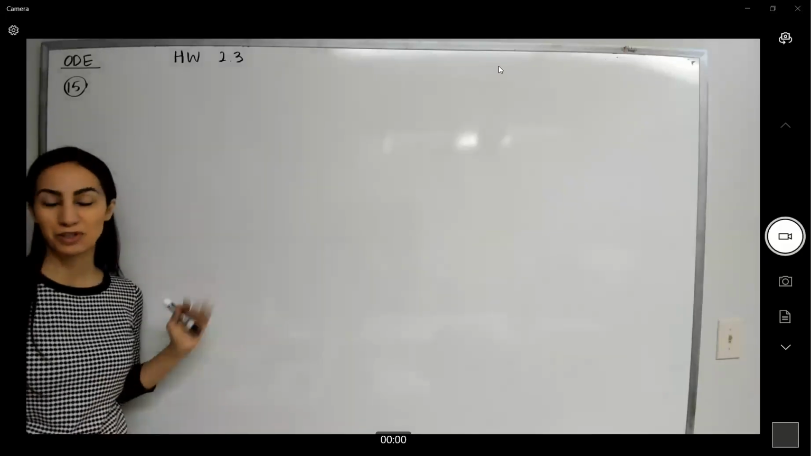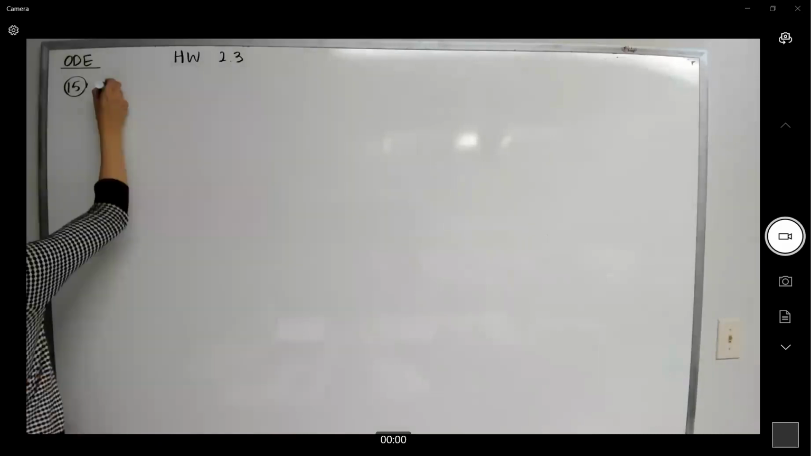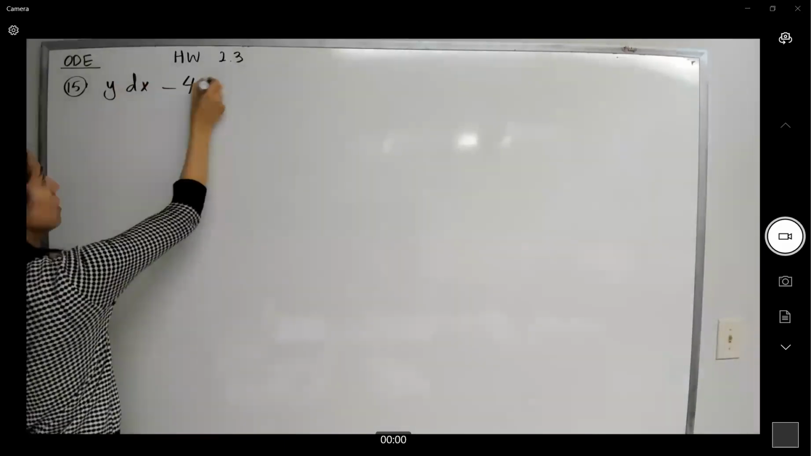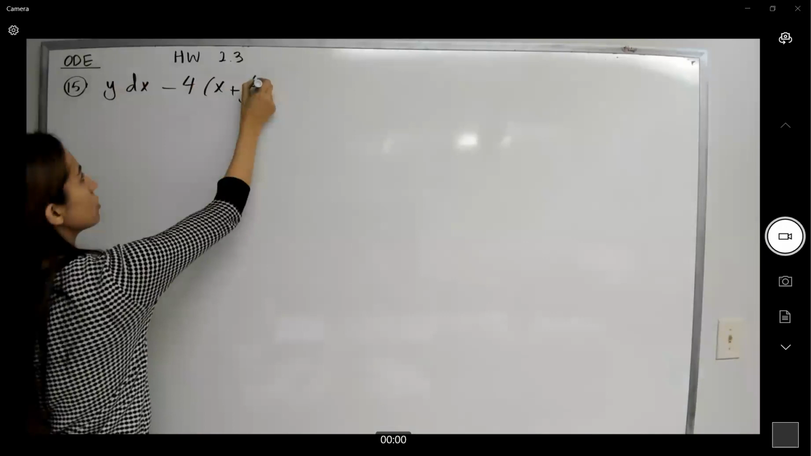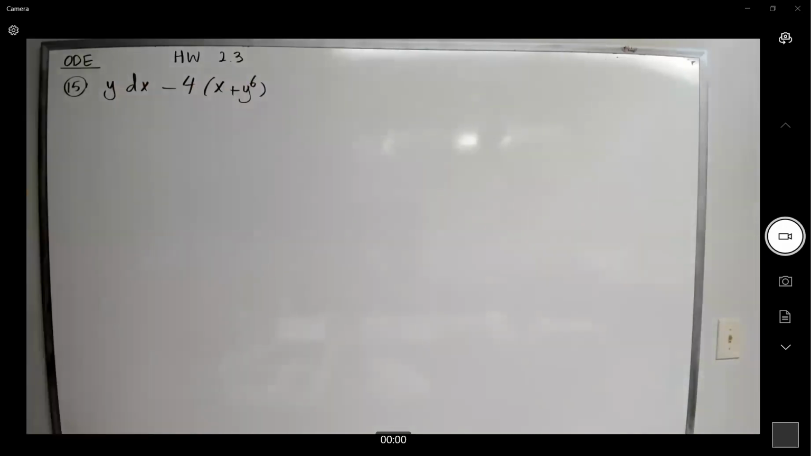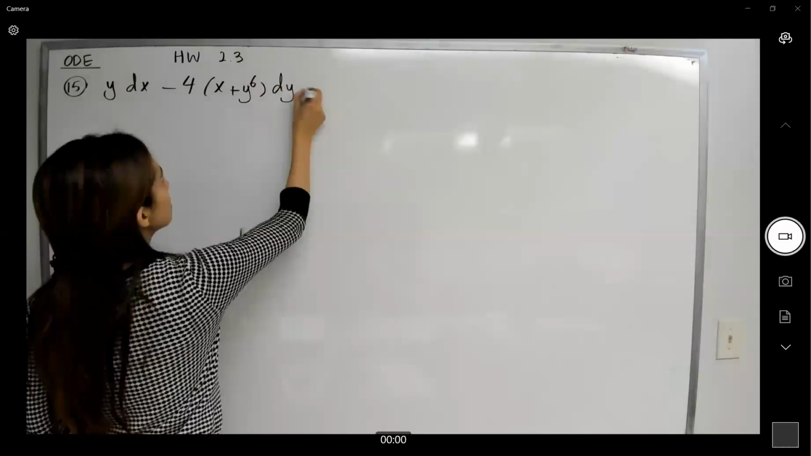Let us take a look at question 15. Well, question 15 says, solve the following: y dx minus 4 times (x plus y to the 6th) dy equal to 0. Y equal to 0.